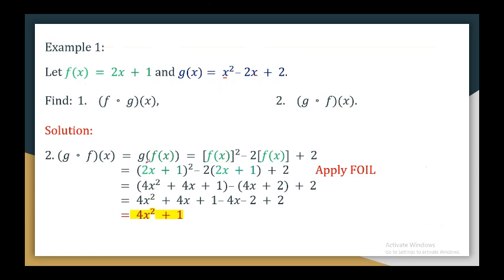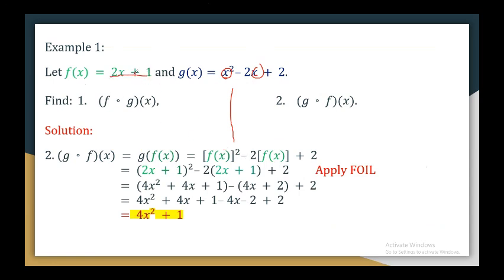So that's why we have here g of f of x is equivalent to the following. Since g of x is x squared minus 2x plus 2, all of the x values in g of x will be replaced by f of x. So instead of x squared, that is f of x raised to 2. Then negative 2x becomes negative 2 times f of x, and then plus 2. Then substitute the value of f of x. Our f of x is 2x plus 1.